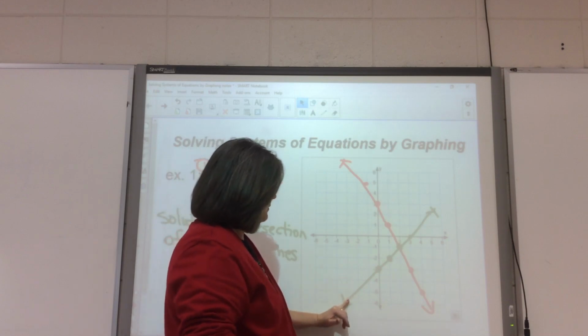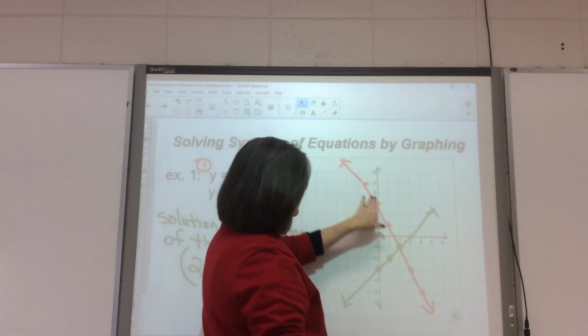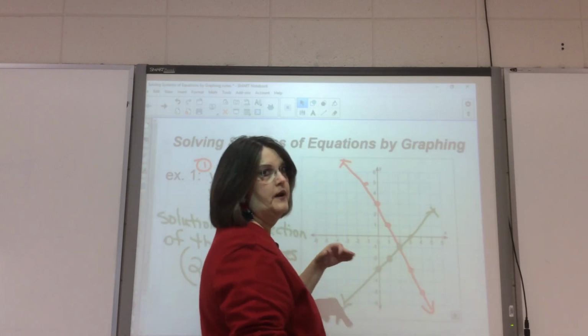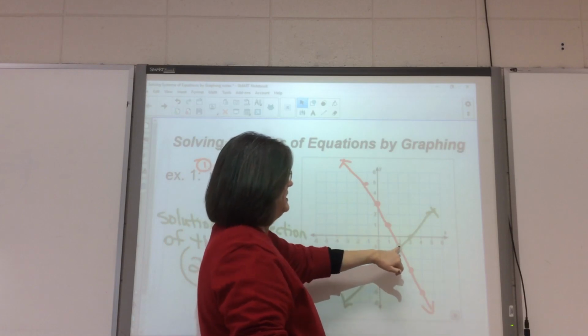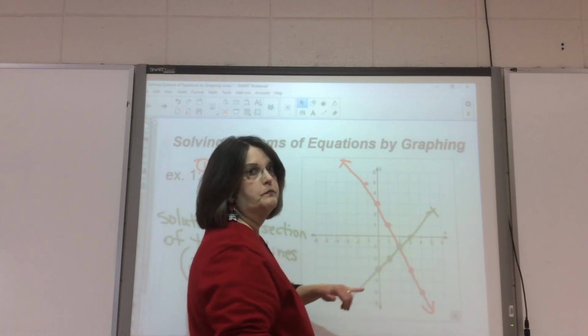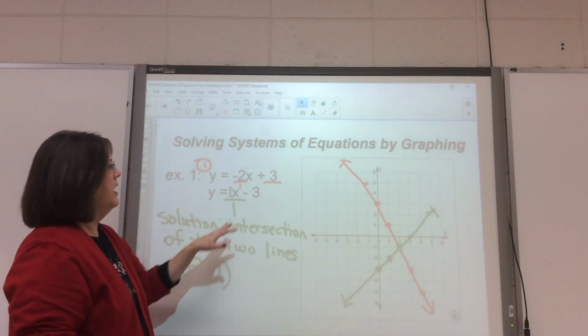Realize that all the points on this line are the solution to that equation, and all the points on this line are the solution to the equation that matches that one. But there's only one point where they intersect, and it's a solution to both equations. All right, so we begin by graphing.